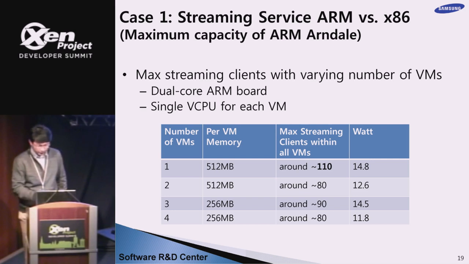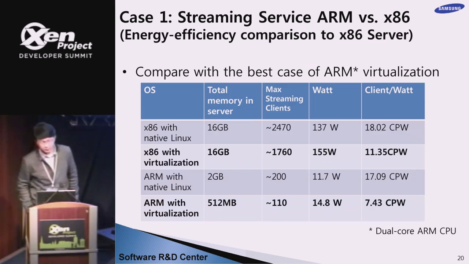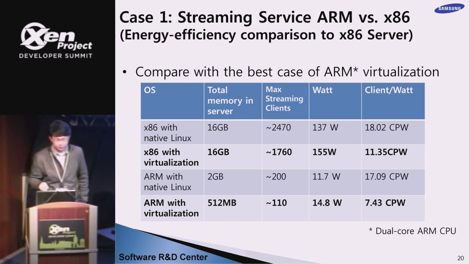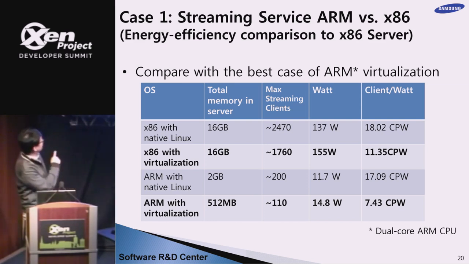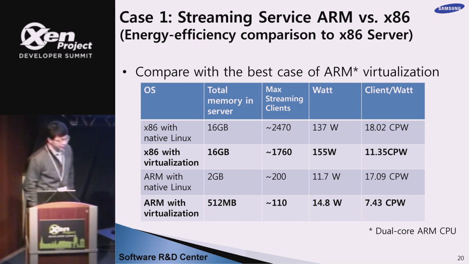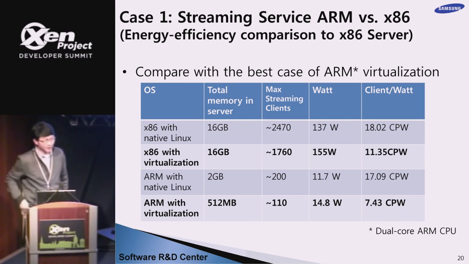And the consumed power is 14 watts. So the clients per watt, basically, how many clients can be served per 1 watt, is 7. As you see in the bottom row there. And the x86 server can support 11. Basically, higher is better.